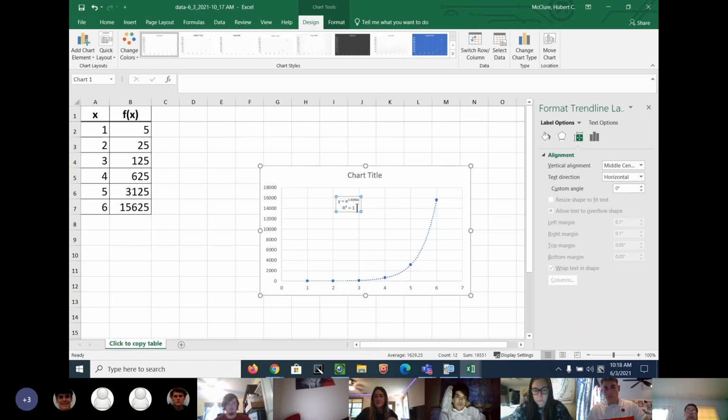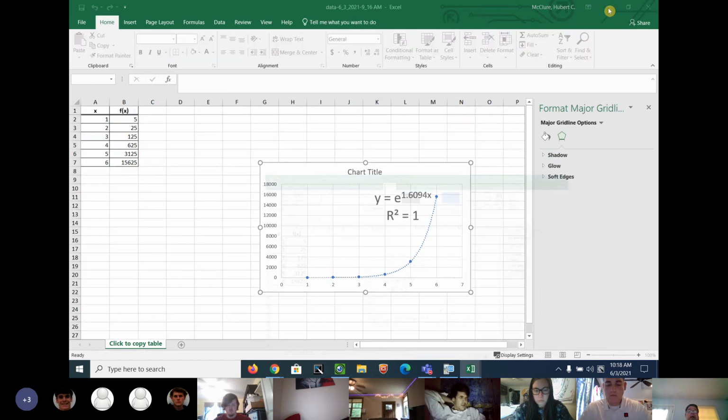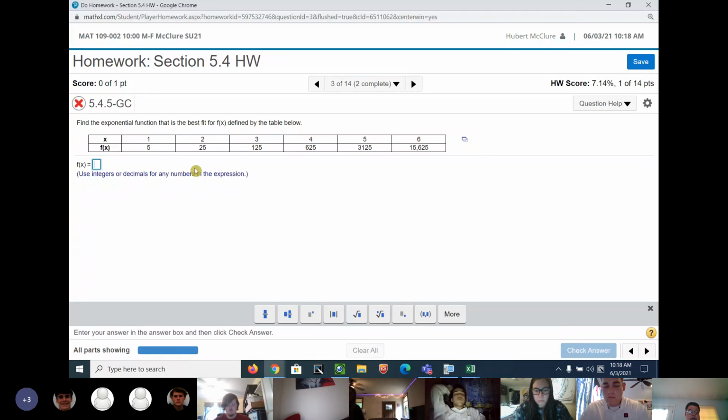So I'm just going to blow it up so you can see it. Yes, same thing. So we're going to go back to the question and we're going to type in e, shift up, 1.6094x and see if we're right.